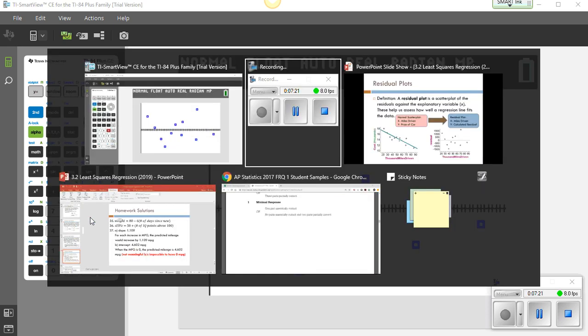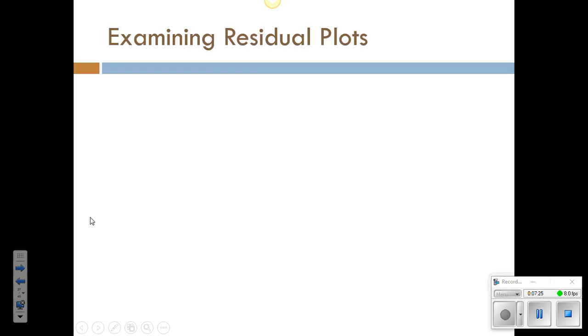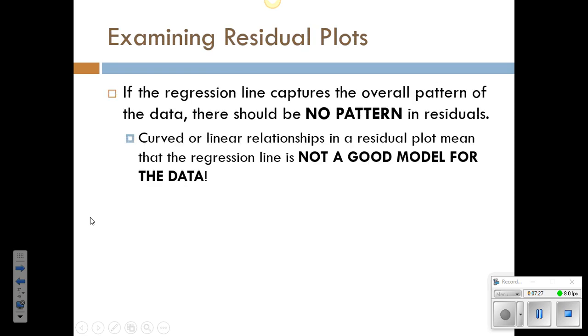Okay, so what we're now going to focus on is the major piece for today, examining residuals. All right, so I need you guys to be with me on this. If a regression line captures the overall pattern of the data, then there is no pattern, or should be no pattern, within the residual plot.